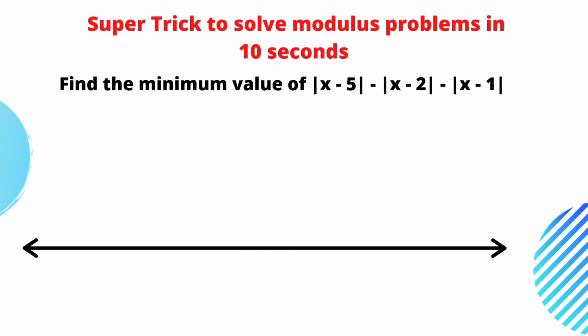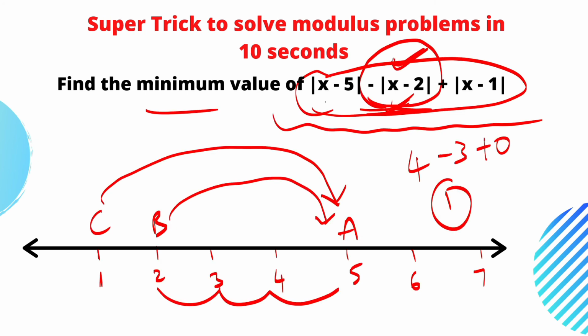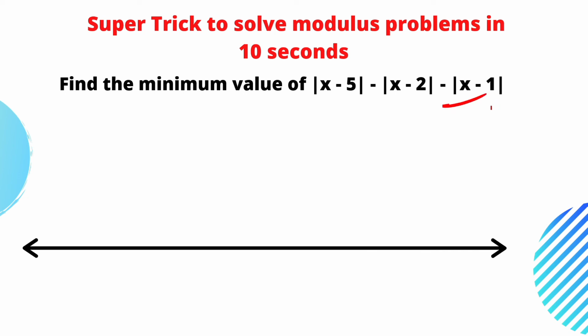This is the minimum value of this expression. Let us solve this last problem under this modulus trick. So find the minimum value of modulus of x minus 5, minus modulus of x minus 2, and minus modulus of x minus 1. So what did you observe as the difference? The difference is, in the previous case it is plus modulus of x minus 1, in this case it's minus modulus of x minus 1.